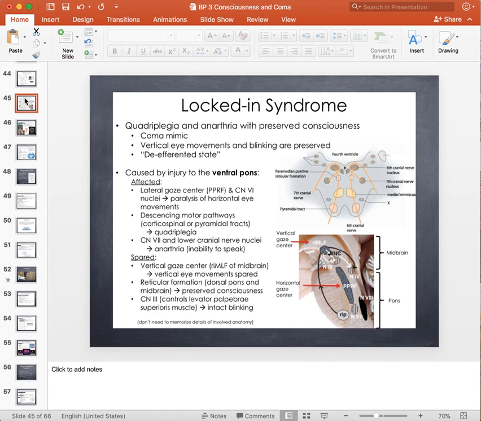And so these individuals are not able to move and they're not able to speak, but the reticular activating system itself is still intact, and so is their consciousness. So they're locked in. By happenstance, the vertical gaze center is above the pons. It's in the midbrain area, and so is the cranial nerve 3, as you know. And so those parts randomly get spared, and so these individuals can move nothing except for their eyes vertically and blinking.